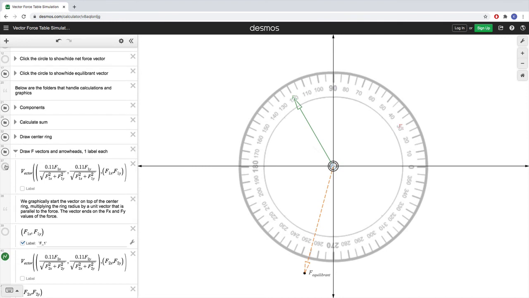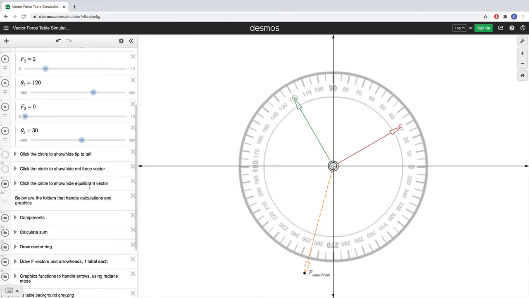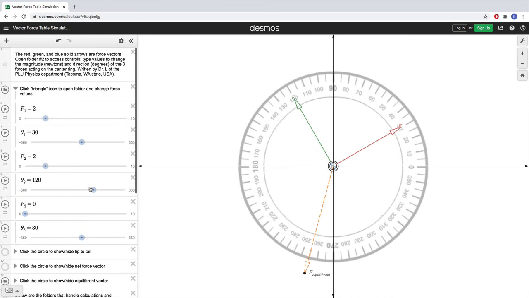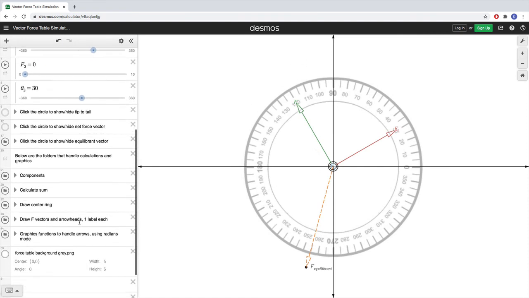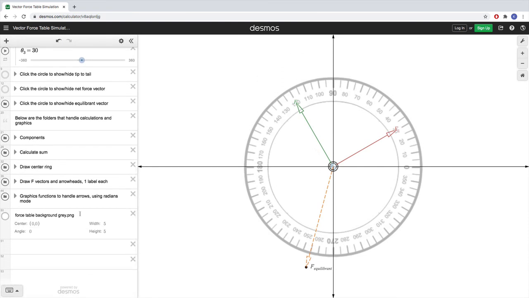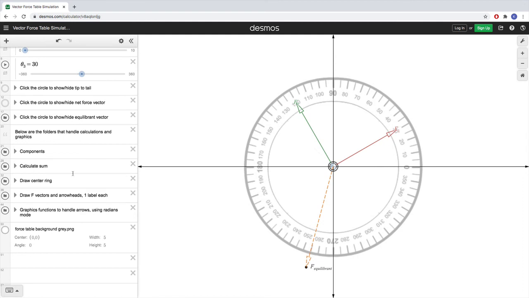Okay, so this is about the vector. So that's pretty much it. Easy. It just did everything for you. So you got the equilibrant, and you can see the magnitude of the equilibrant, right? Remember, the equilibrant is opposite to the resultant, or the net vector.